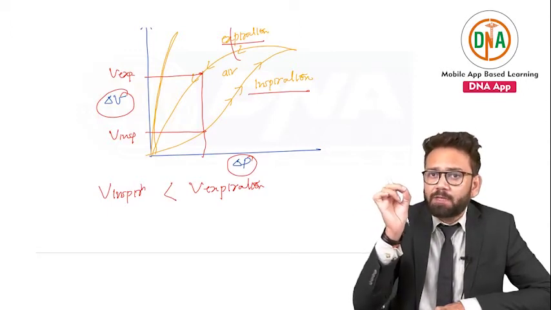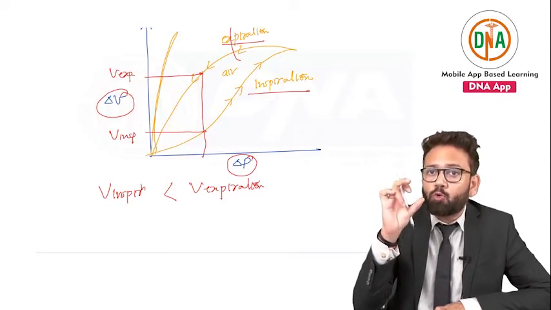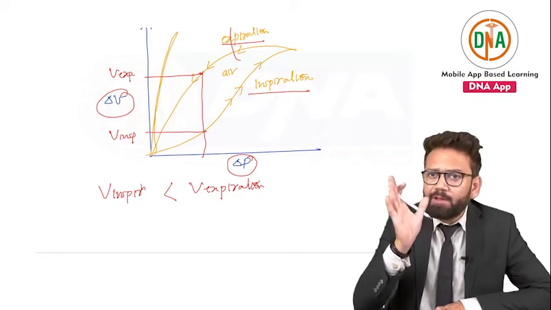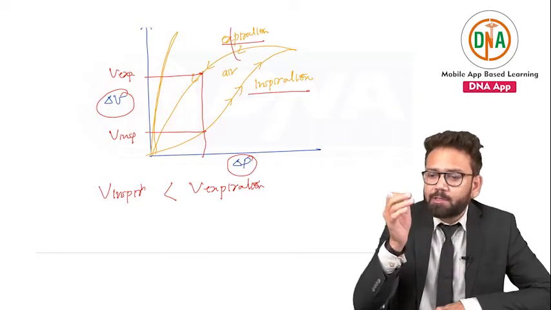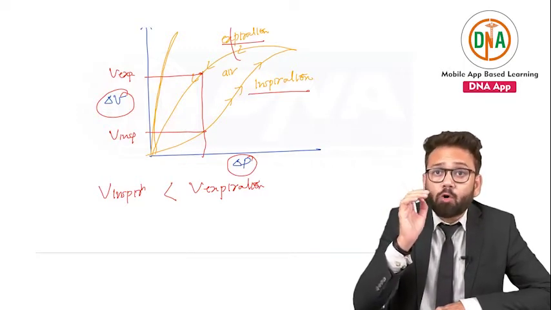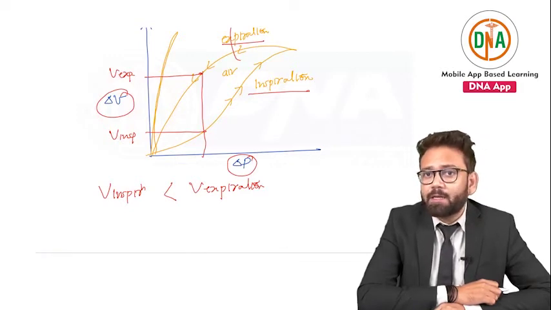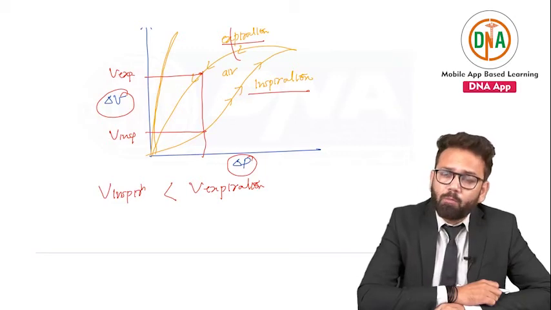This term is taken from physics, from engines. It is also a term in physics called hysteresis loop. A similar thing is happening in your lung also. It is behaving quite differently during inspiration and expiration. Now, last year this was asked, what is the cause of hysteresis? Can you tell me why it is behaving differently? Why is volume during inspiration less and volume during expiration more?